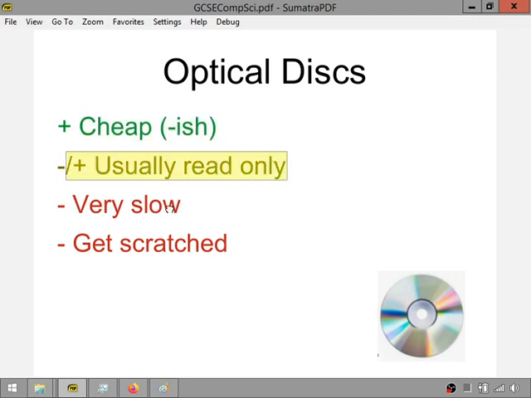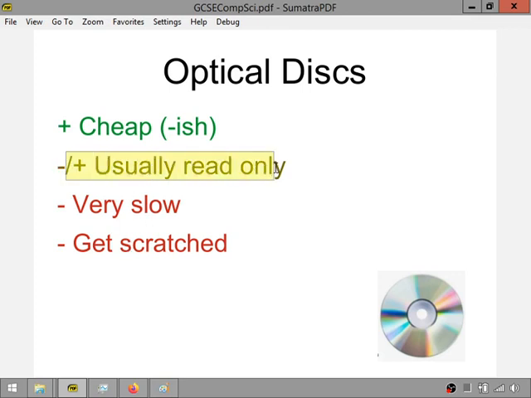Before I get to this, I'm just going to go to the negatives. Optical discs are very slow, and well, they're going to get scratched easily. I'm sure anyone who is old enough watching this video to remember DVDs, I'm sure you have lots of unpleasant memories of younger siblings scratching up your favourite Shrek movie.